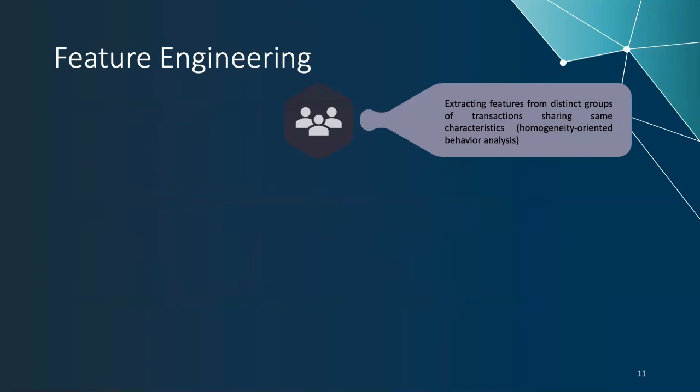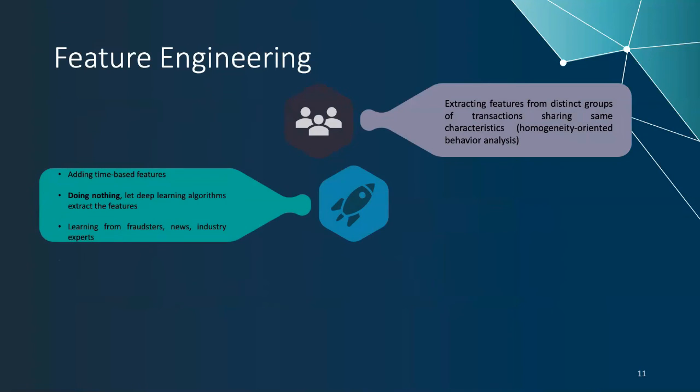In the feature engineering part, there are some solutions, of course, because there is limited data in our hands, taken from banks or industries. The first one would be extracting features from distinct groups of transactions, data that shares the same characteristics. It is called homogeneity-oriented behavior analysis. So we have time in our hands. We could extract some really good features with that time. We could extract, for example, whether it's a weekday or holiday.